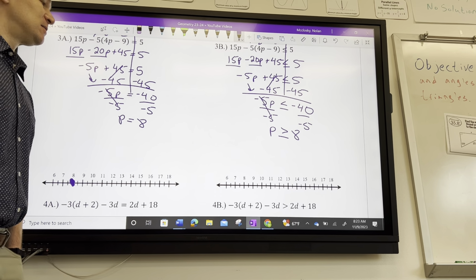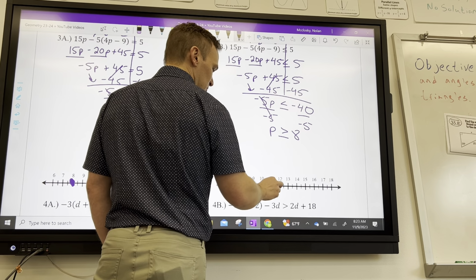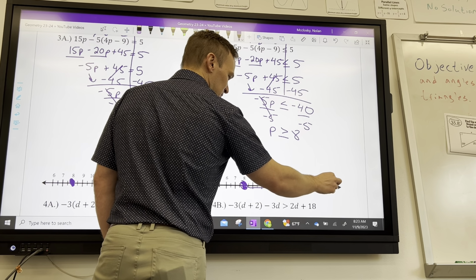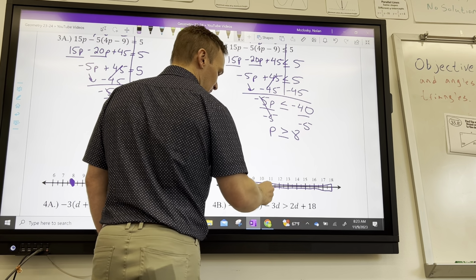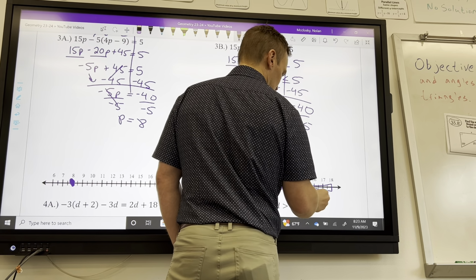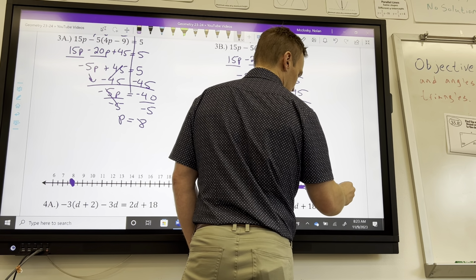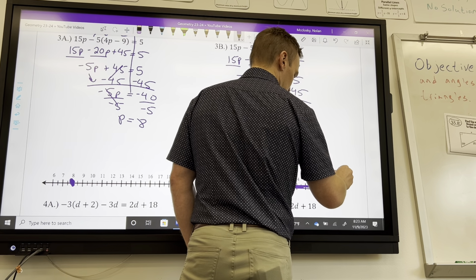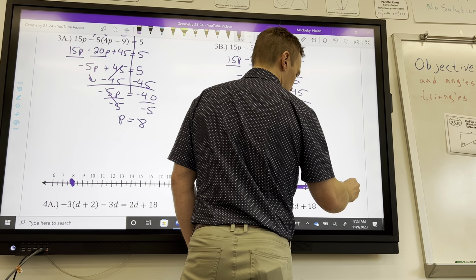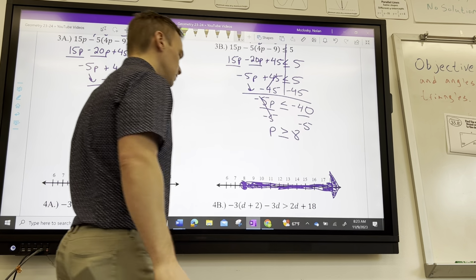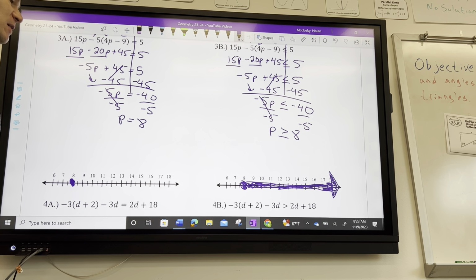So you circle underneath the 8. There's a line underneath, so that means we color that circle in. And it's greater than, so you draw an arrow pointing at all the numbers greater than 8. So it's everything greater than or equal to 8.